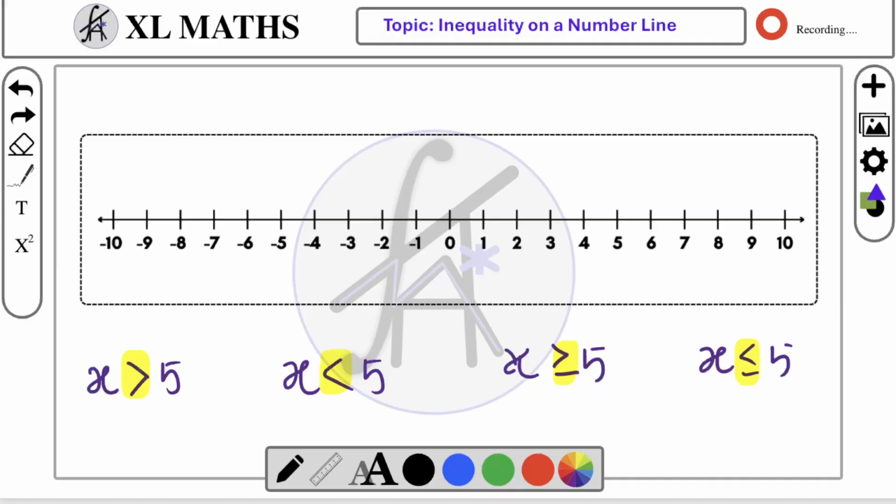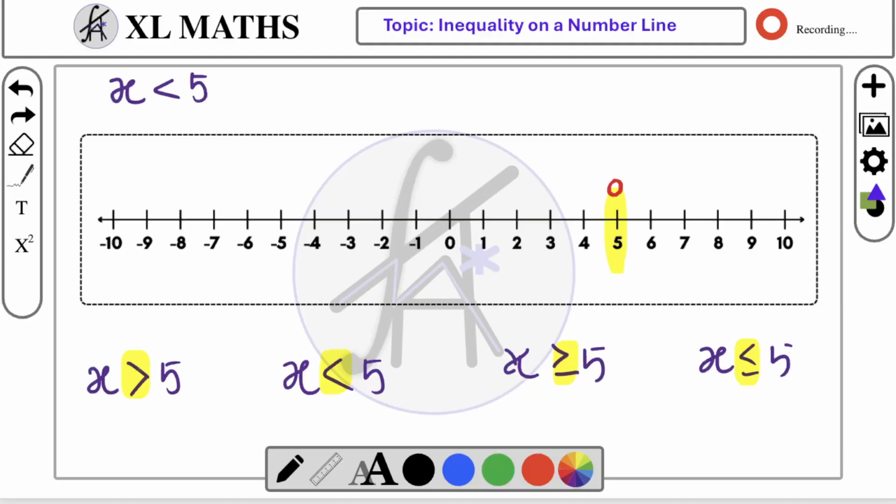Whenever you get x less than, whenever you get the lesser symbol, maybe less than 5, what you're gonna do is just try finding out where 5 is. Okay, our 5 is here. This is what our 5 is. When there is no equal sign over there, just less or greater, you are going to be drawing an empty, hollow circle there.